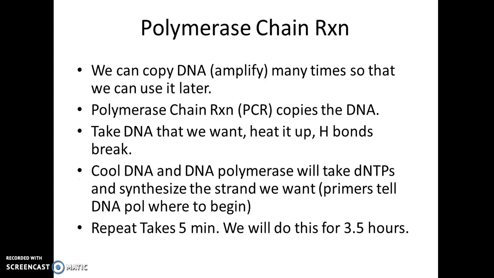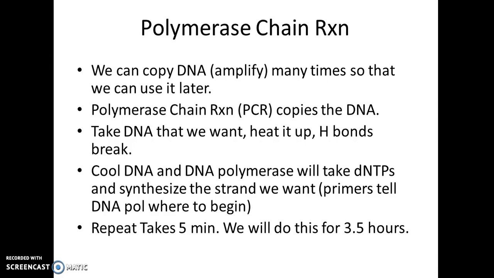Another way to obtain DNA, and this is the fourth way, is through PCR. Now, this might be a little trick, but what we're doing is we're copying the DNA. We're amplifying it many times so that we can use it later. So we're not really obtaining the DNA, we're obtaining DNA copies. So PCR stands for polymerase chain reaction, and it copies the DNA.